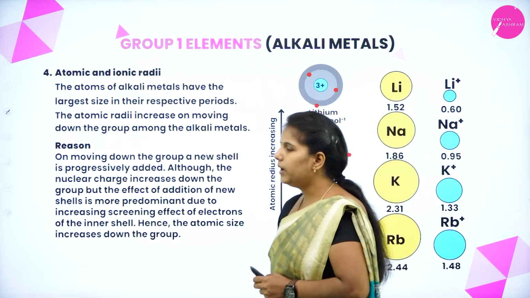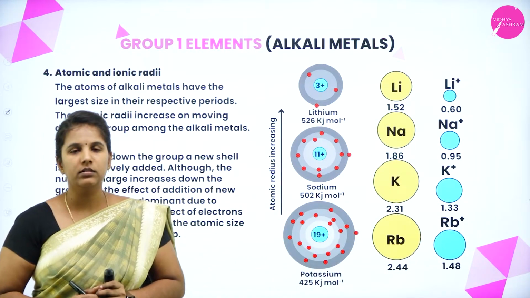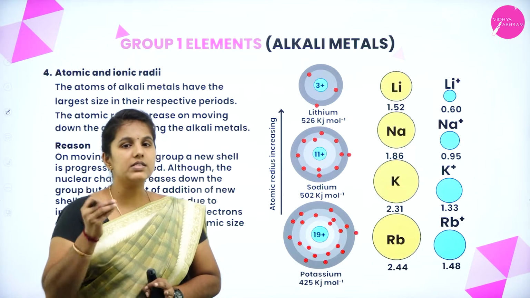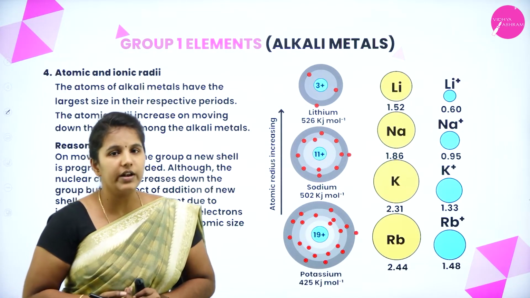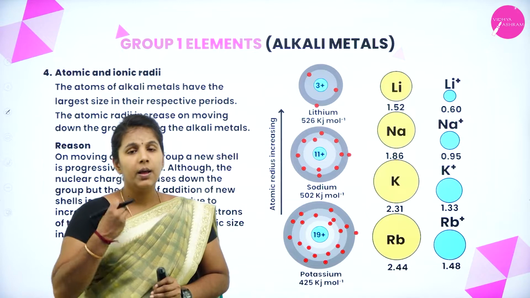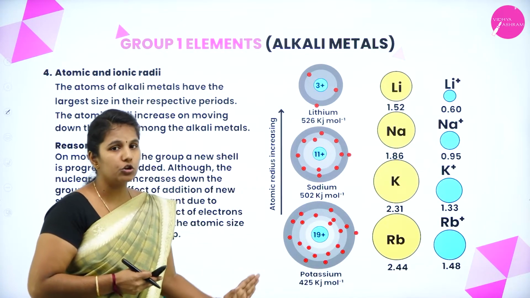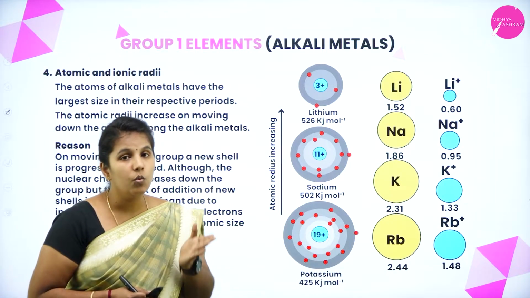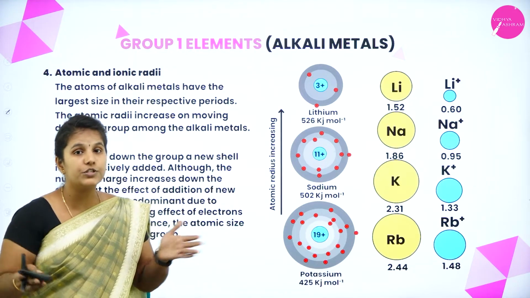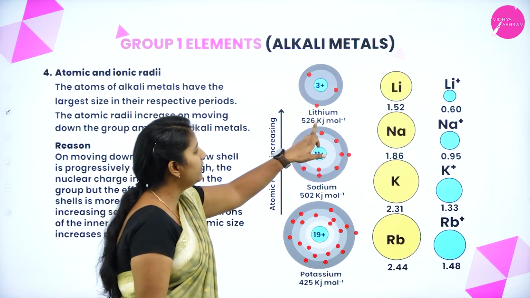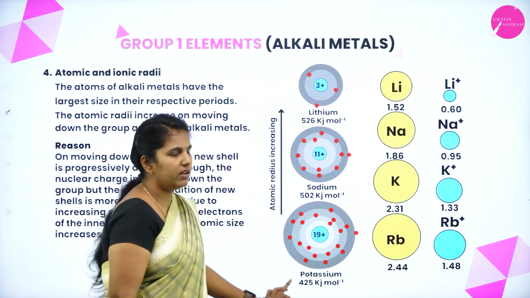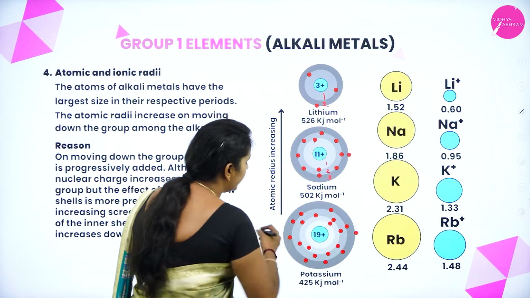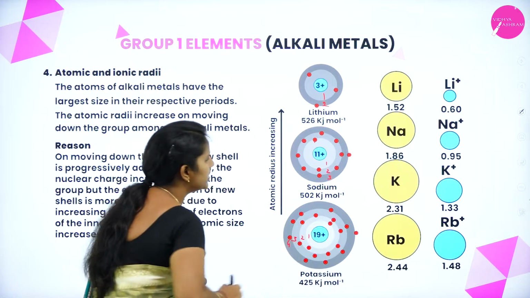Next is atomic radii and ionic radii. We know that atomic radius is the distance from the center of the nucleus to the outermost shell of an atom. Is it right? Yes. But as we move down the group, this atomic radius will increase. Why does it increase? Only because of the increased number of shells. You can see here lithium, sodium, and potassium. You can count the number of shells here: 1 and 2 here, 1, 2, 3 shells here, and 1, 2, 3, 4 shells here.